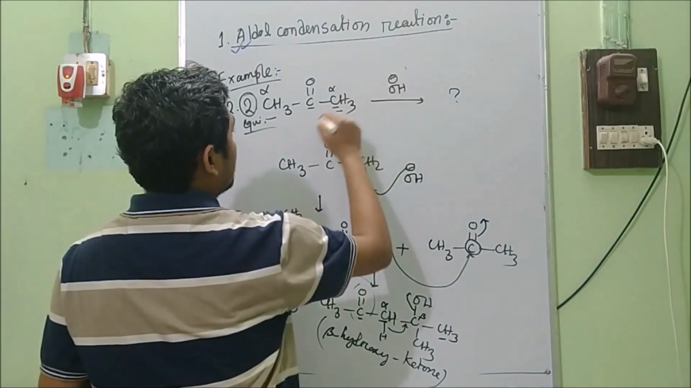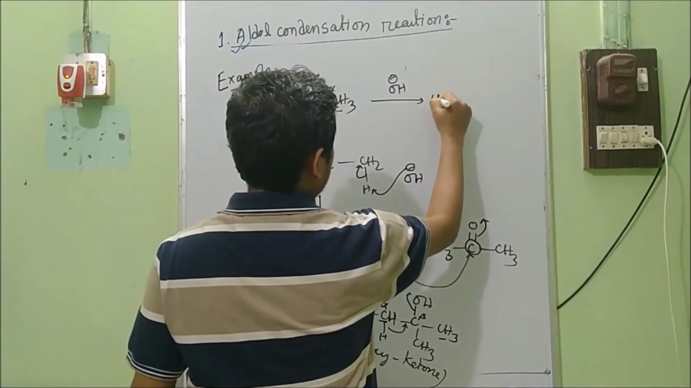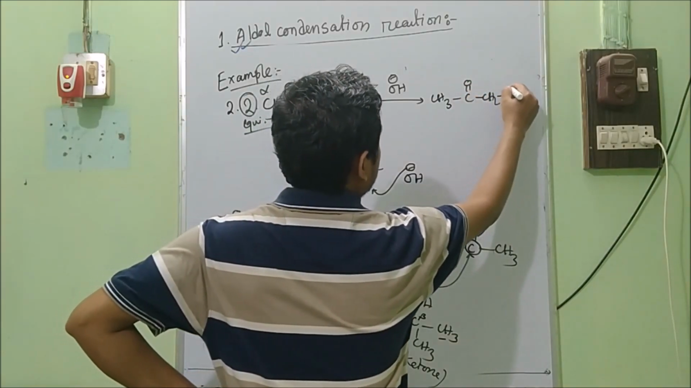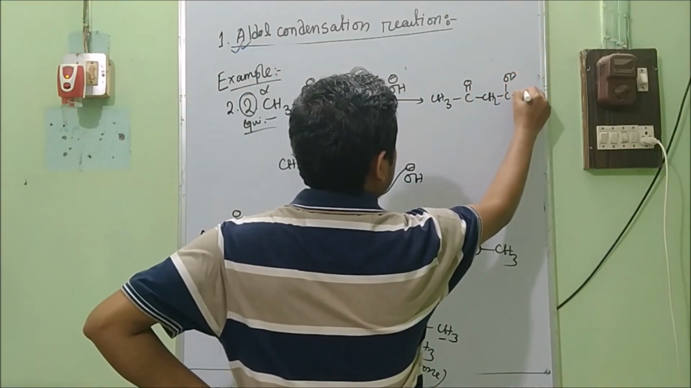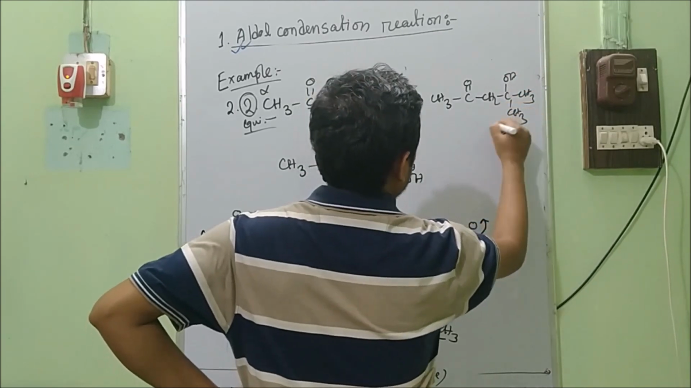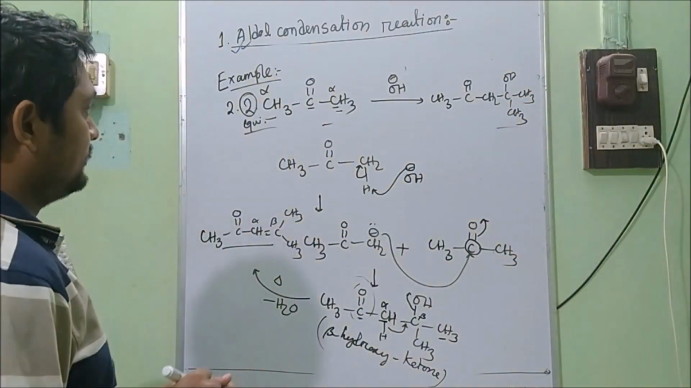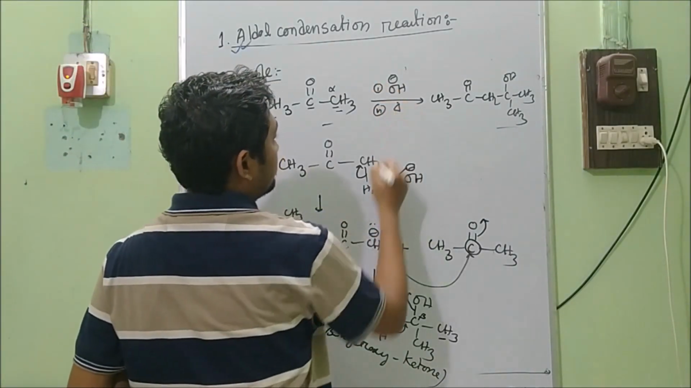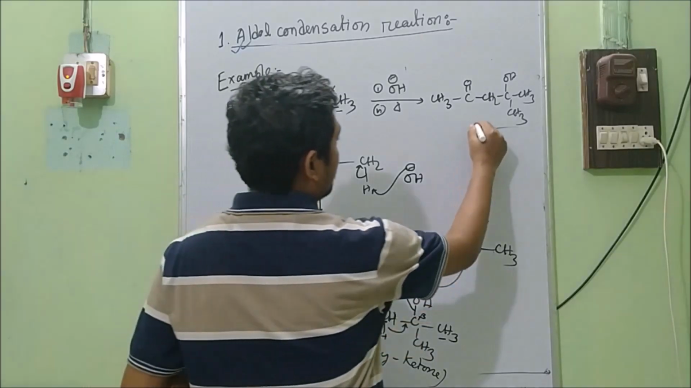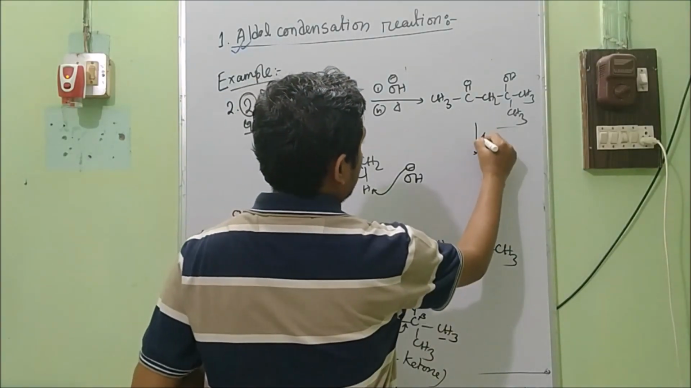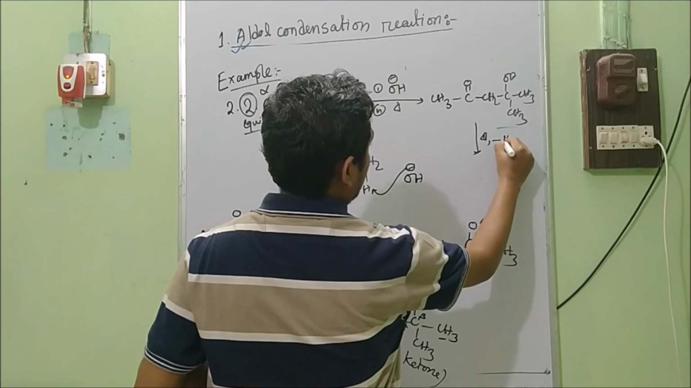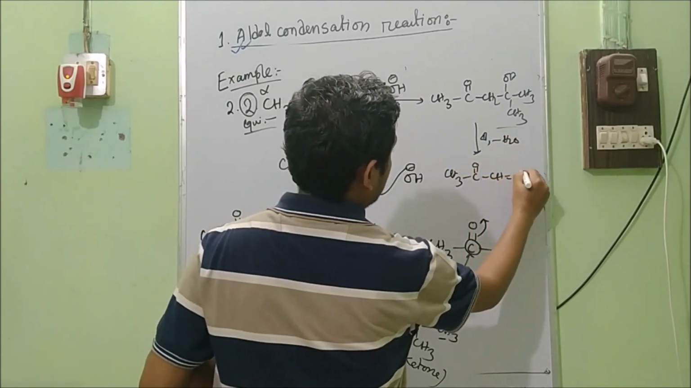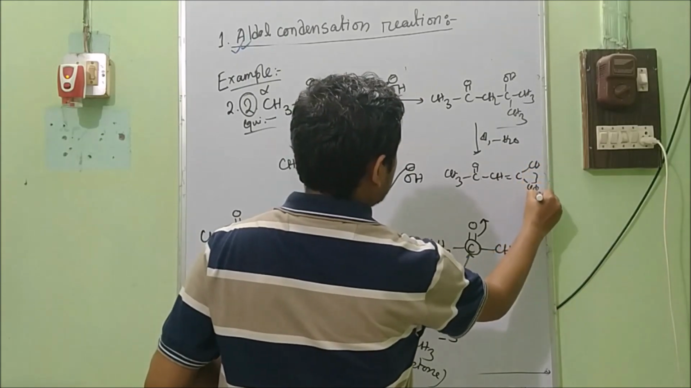On reaction with this one, our product will be CH3COCH2COHCH3. That will be the product. And if they give heat, Roman 1, Roman 2, if they give heat, then we will go for the second step: heat, eliminate water, then CH3CO CH double bond CH3 CH3.